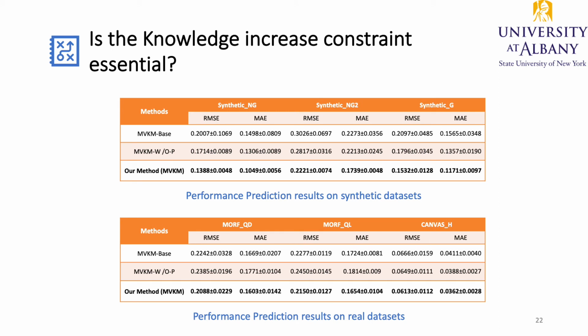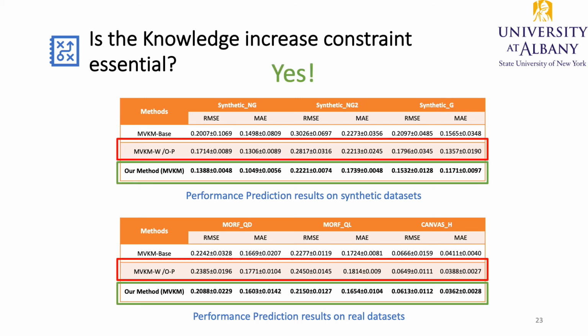Last, we would like to see if adding the knowledge increase constraint helps in predicting students' performance. From the experiment's results for MVKM without knowledge increase constraint and MVKM, we found that MVKM has better results. In this sense, we can say that the knowledge increase constraint is essential to improve the prediction performance.